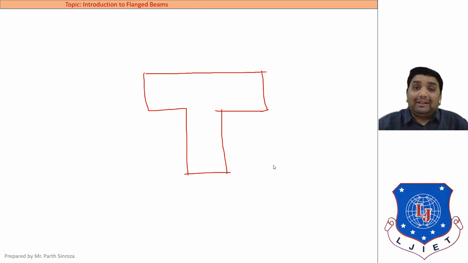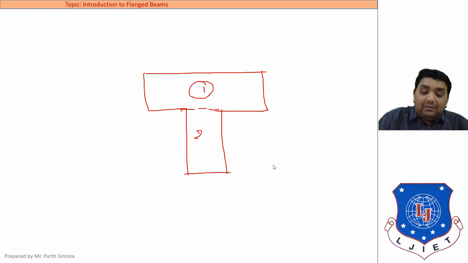Here the rectangles can be formed by two methods. The first method is to cut the T from this section, and this will be considered as section 1 and this will be considered as section 2. This is our first method, but we won't be using this method in our entire chapter. Why so? Again, this is very important. As we all know, loading is applied in the downward direction.